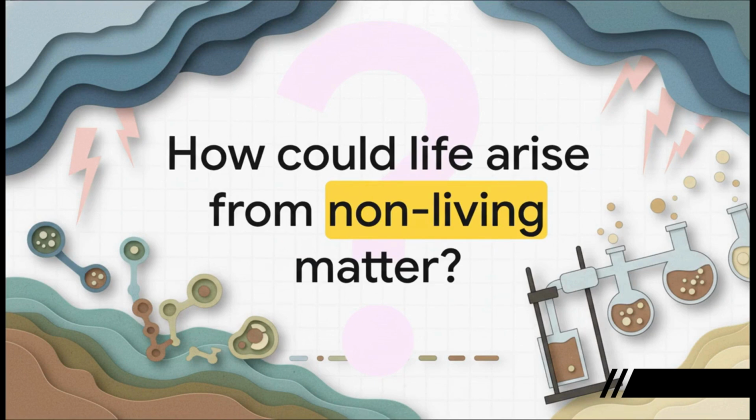Now, for your exam, this is crucial. You're going to see questions about the Oparin-Haldane hypothesis, the Miller-Urey experiment, and this thing called a reducing atmosphere. Understanding these key points means you're just grabbing easy marks. So let's make sure we don't leave any of those behind.